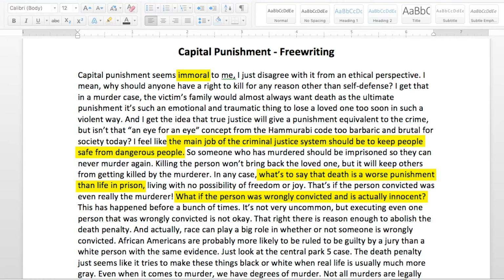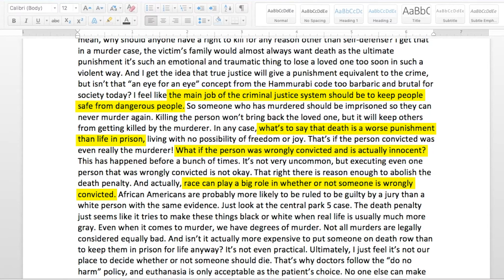And then the issue of race is also an important one. If race can play a big role in whether or not someone is wrongly convicted, that's definitely something I would want to talk about, probably in a whole paragraph. And then I've got this other point here about cost. That's a totally different type of reason, and it's something I would also want to address. So if it turns out that it actually is more expensive to put somebody on death row than to have them in prison for life, then that's an economic argument to make against capital punishment.